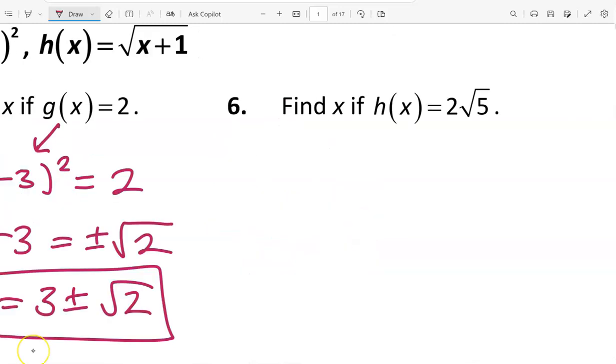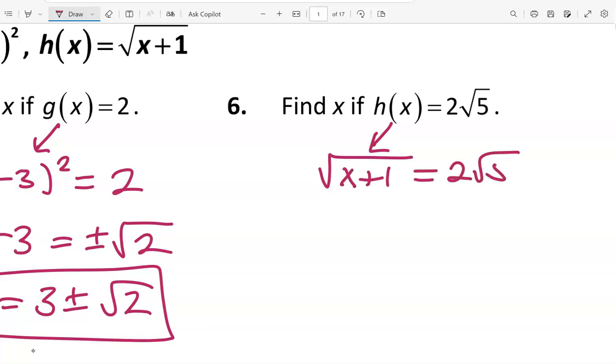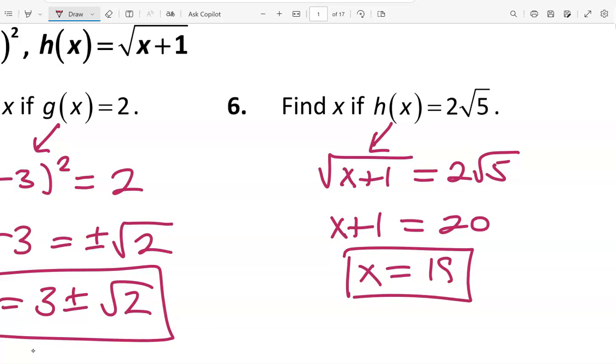In number 6, we're asked to find x if h of x is equal to 2 times the square root of 5. So I'll replace h of x with what h of x equals, and then undo the square root by squaring both sides, and then subtracting 1 to get x equal to 19.